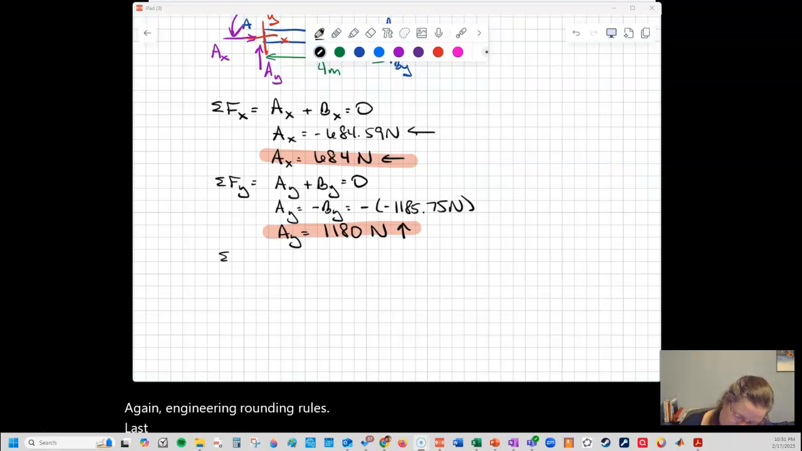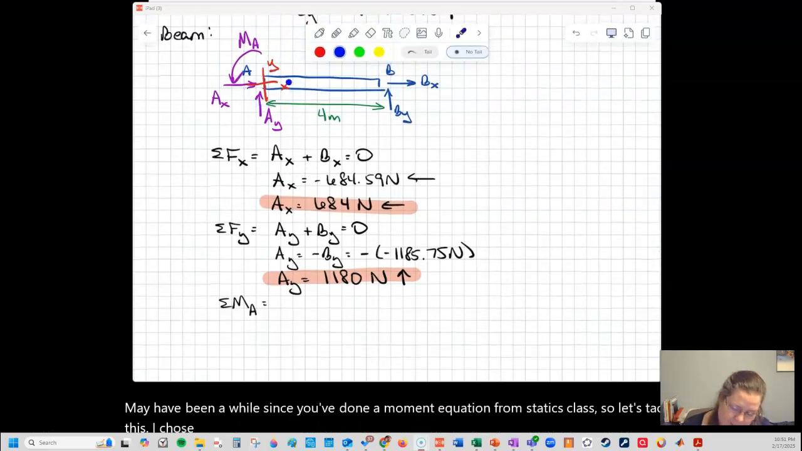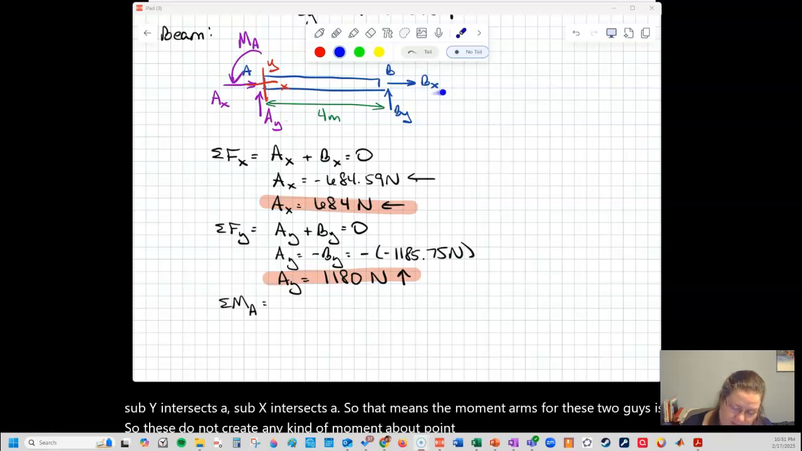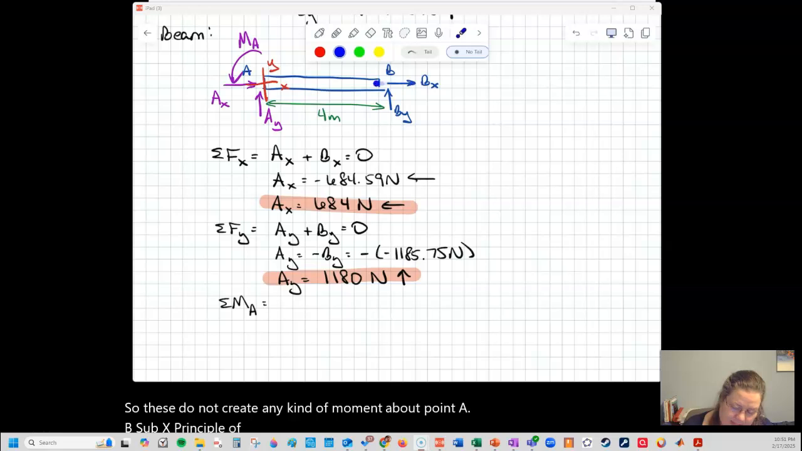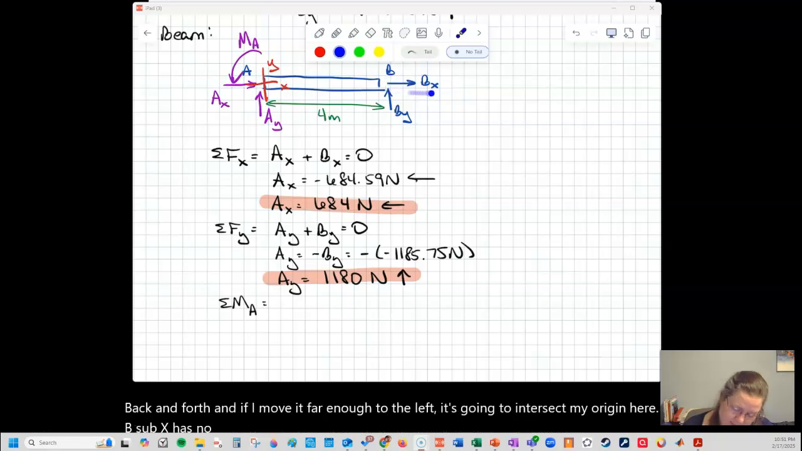Last one, sum my moments. May have been a while since you've done a moment equation from statics class, so let's tackle this. I chose summing my moments about point A, and the reason why I do that is a sub y intersects a sub x intersects A, so that means the moment arms for these two guys is 0, so these do not create any kind of moment about point A. B sub x, principle of transmissibility, says I can move this force back and forth, and if I move it far enough to the left, it's going to intersect my origin here. So B sub x has no moment arm, so its moment is 0.